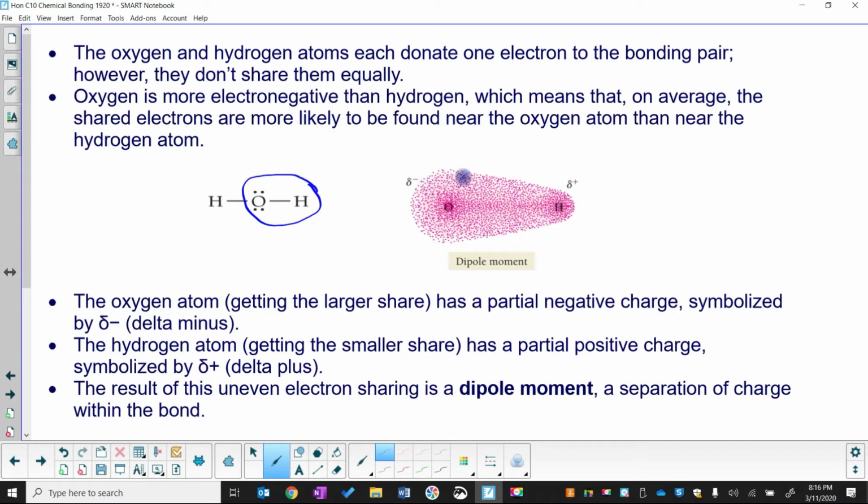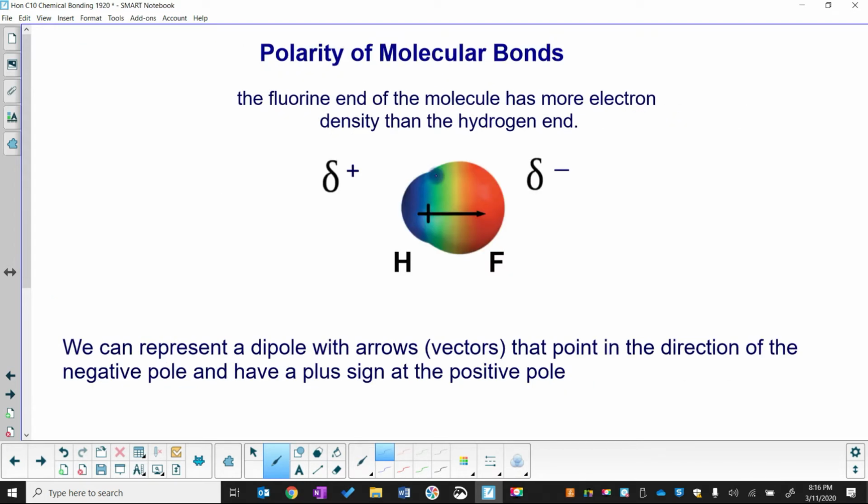This isn't enough to completely remove the electron. We're not creating ions with a full charge, but we have an uneven sharing with a positive side by the hydrogen and a negative side by the oxygen. That's a dipole moment, the separation of the charge within the bond. We show the dipole moment with this arrow.